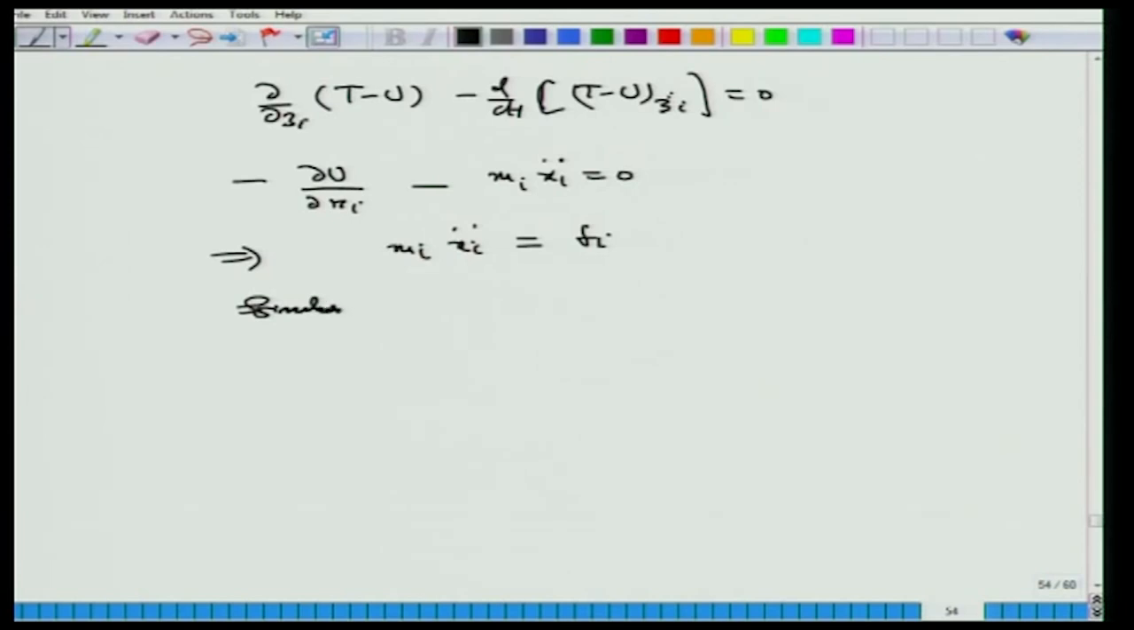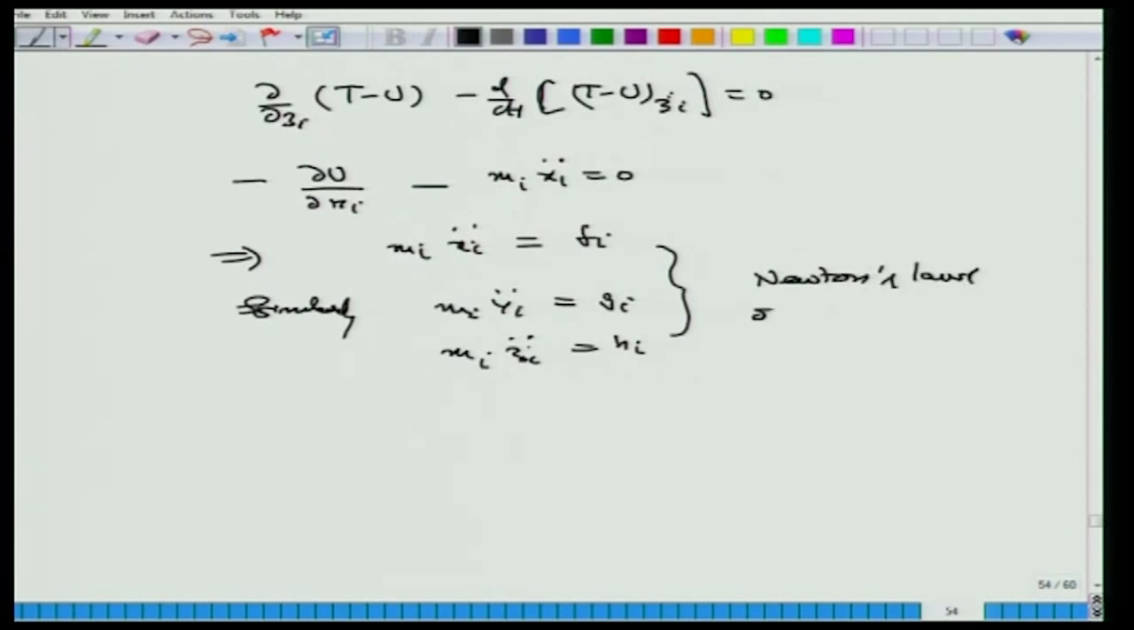Similarly, we get m i y i double dot equals g i and m i z i double dot equals h i. So, these are Newton's laws of motion. So, we see that this necessary condition, the Newton's laws, is always holding, and therefore, the action will be taken along those curves where the action is least.